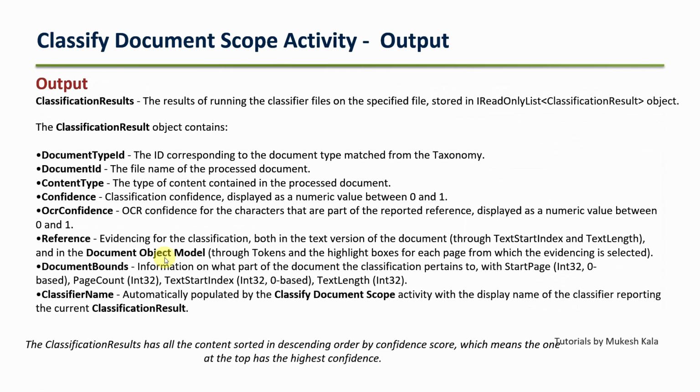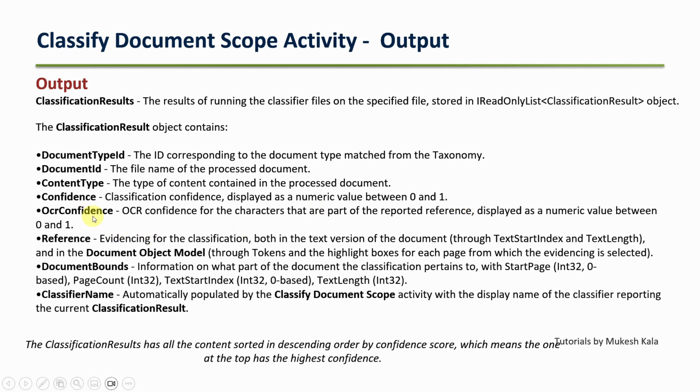And the output of the classification result was an array which has this object. Now the classification object contains all these details. As a developer you should know the document type ID, which is matched from the taxonomy; document ID, which is the name of the document; content type, what exactly the content is; and confidence, which is important because that is a number between 0 and 1. 1 means 100% confidence, 0 means not at all confident about what kind of document it is. There was one more value called OCR confidence. It ranges from 0 to 1, for the characters being reported for reference, right?